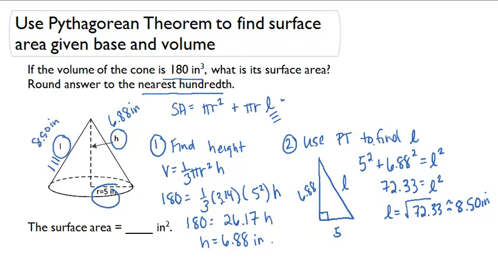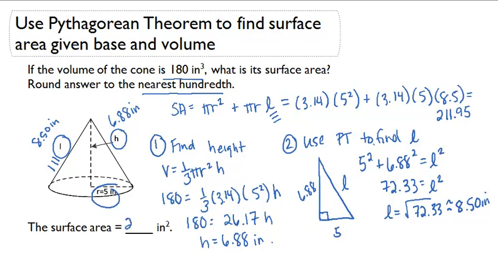Okay, now we have our slant height. Let's go ahead and find the surface area. If we substitute 3.14 in for pi times 5 squared plus 3.14 times 5 times 8.5. If I multiply and add, I would get the surface area to be 211.95. And again, over here, I write into the space 211.95 inches squared.